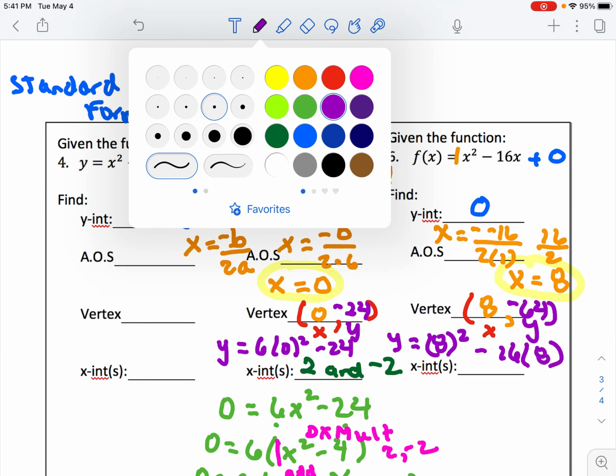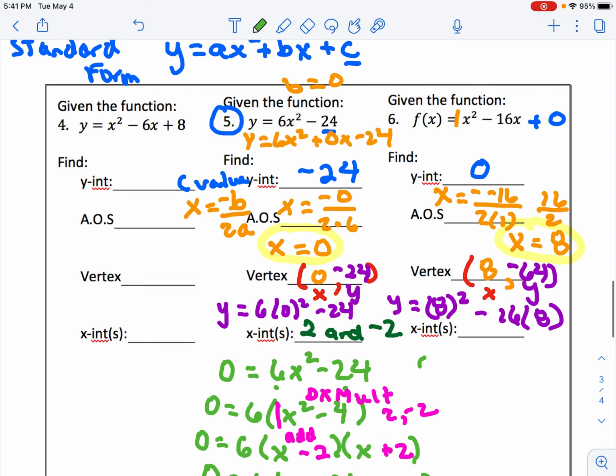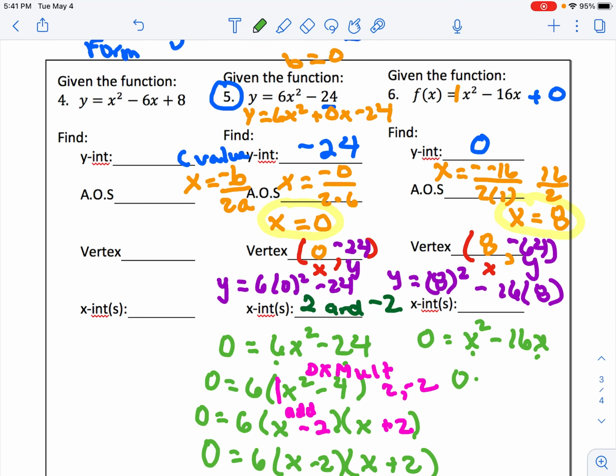The x-intercepts here, again, are the values of x when y equals 0. So I put 0 in for that f of x, which is like my y. So 0 equals x squared minus 16x. Again, I have a GCF because there's a common letter here. So I am going to factor out an x, and what I'd be left with then is x minus 16.